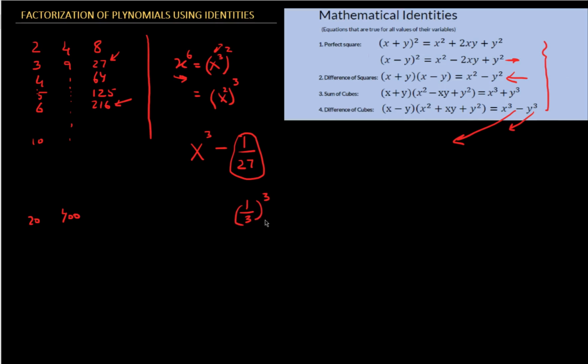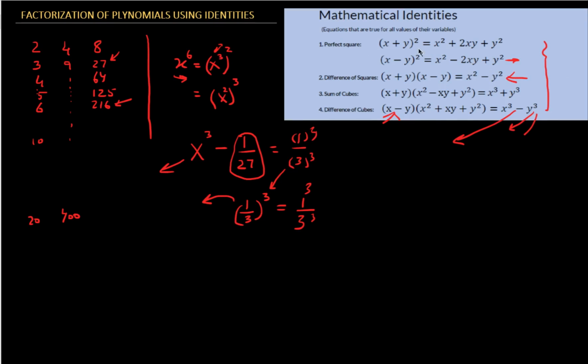Here we are using one of the index laws, that something divided by something raised to the power of cube equals 1 cube divided by 3 cube. So basically we first realize that 1 is a perfect cube, of course, and 27 is a perfect cube of 3, and then we transform this into 1 divided by 3 whole cube to be able to use this identity. Then we can realize that this x is our first variable and 1 divided by 3 is our second variable. So then we can put these in this equation and we can factor this polynomial.